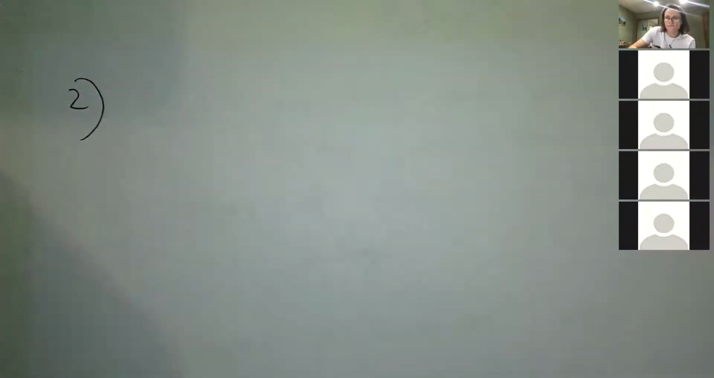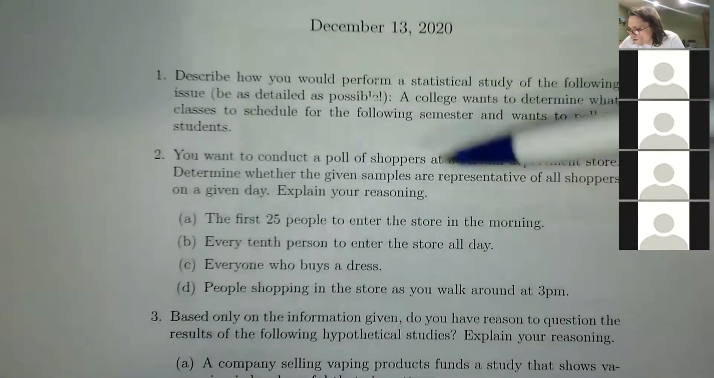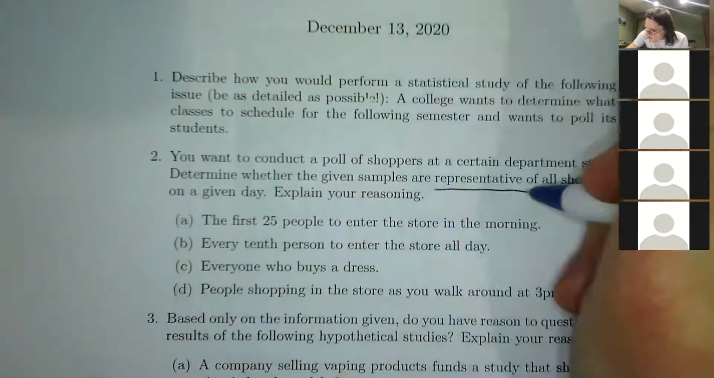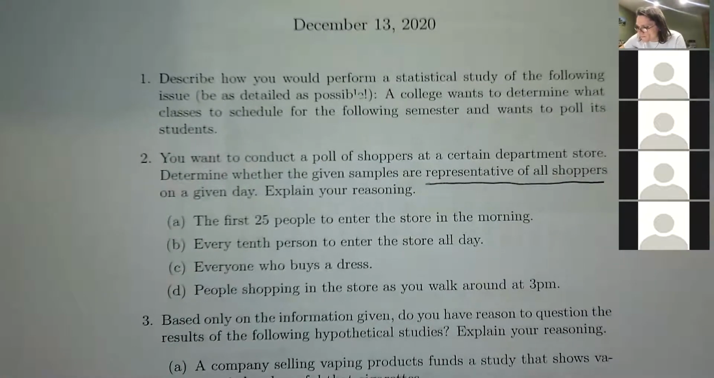All right, 2. You want to conduct a poll of shoppers at a certain department store. Determine whether the given samples are representative of all shoppers on a given day. Explain your reasoning. Remember, like we were just talking about with bias against commuters, to be representative of all shoppers you want to not be biased against any subset of your shoppers.